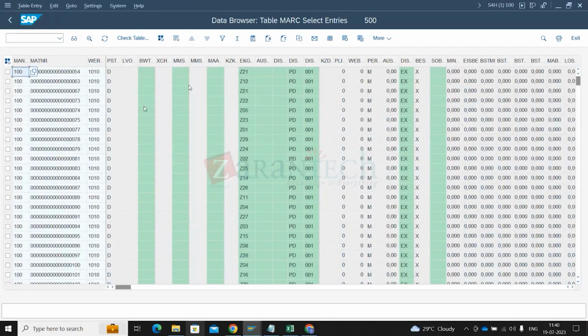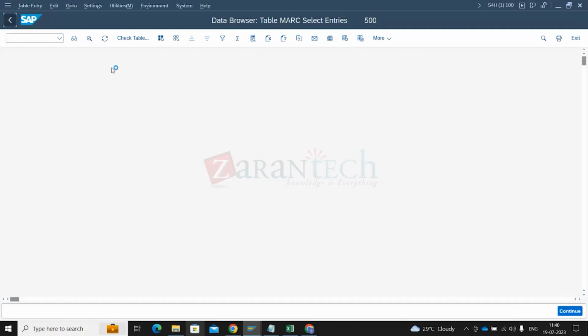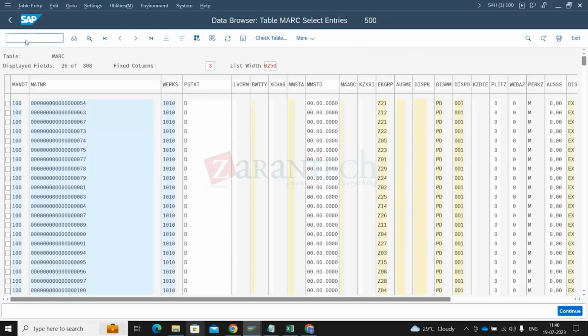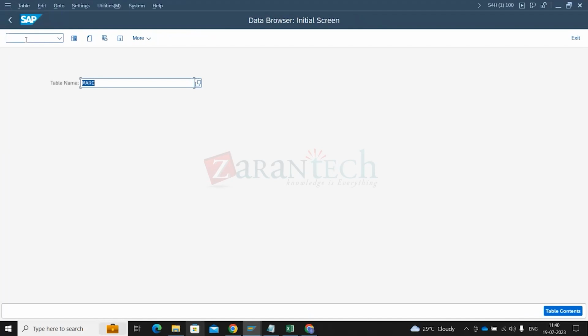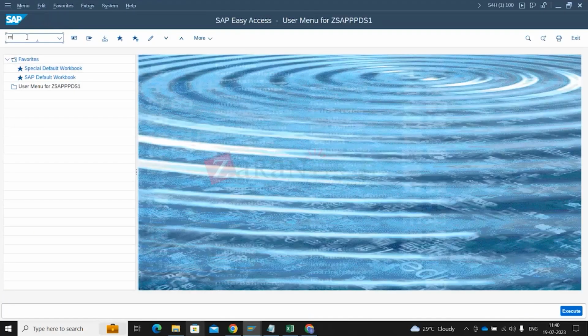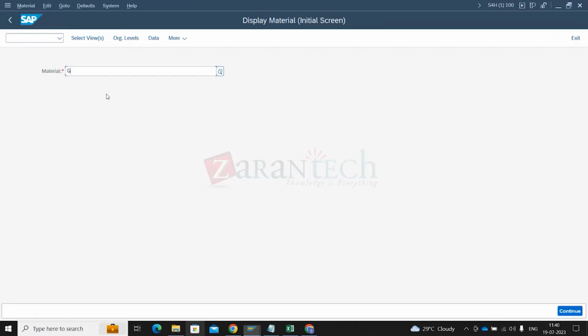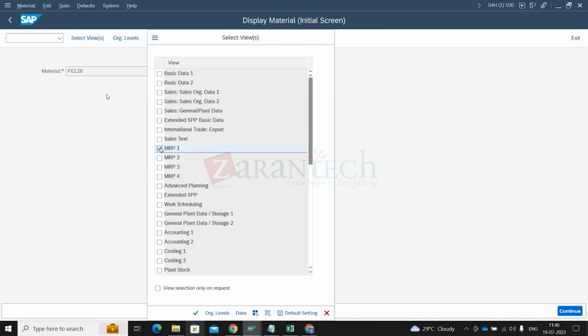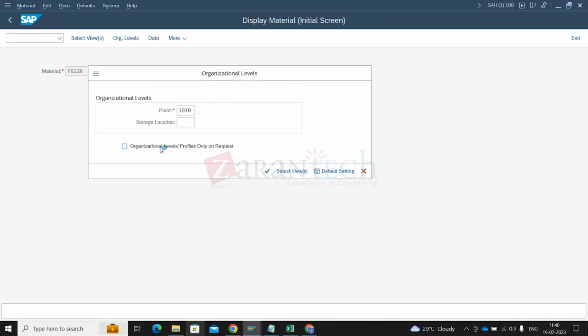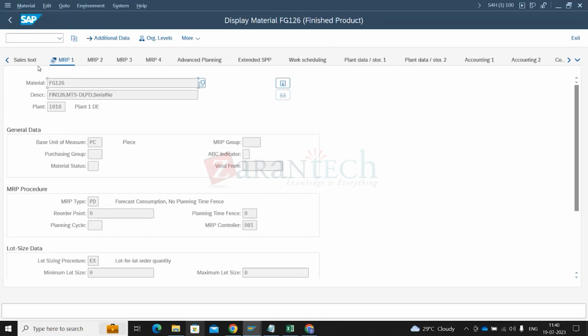It will be a little difficult to do it this way. Then what I would do is, because I did some homework earlier, I would go and select one material, which is my FG, 126. This is good for me. In the interest of time, I had chosen it, but there is no particular rule. What you can do is pick up any material that is available from the MARC table.